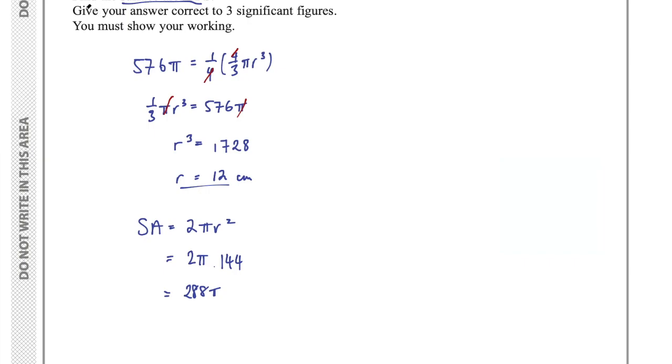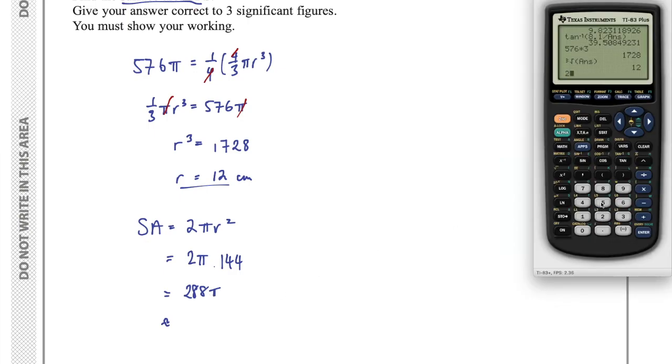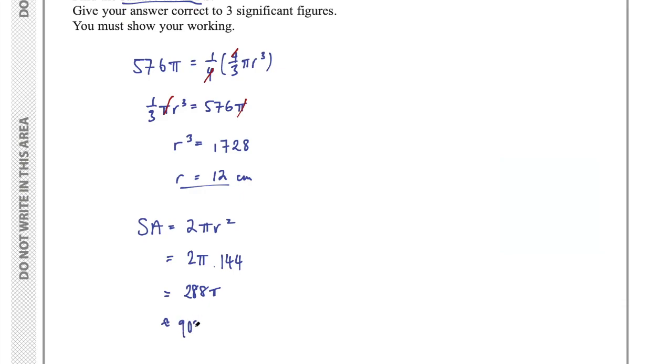Oh, actually, sorry, it says give your answer correct to 3 significant figures. We do not leave it like this. We want to get a decimal answer with that. So let's do 288 multiplied by pi, and I get 904.778 to 3 significant figures. 904 are the first 3 significant figures, and look at the next number, that's a 7. That means I need to round that 4 up by 1. So this is going to round off to 905 centimeters squared. And that's our final answer there.